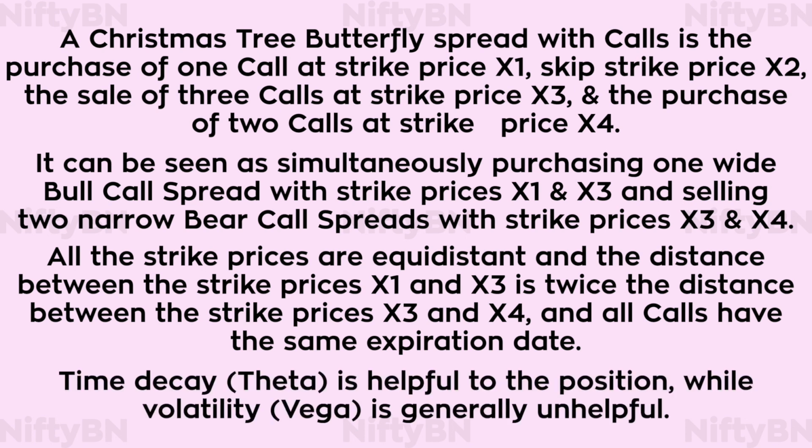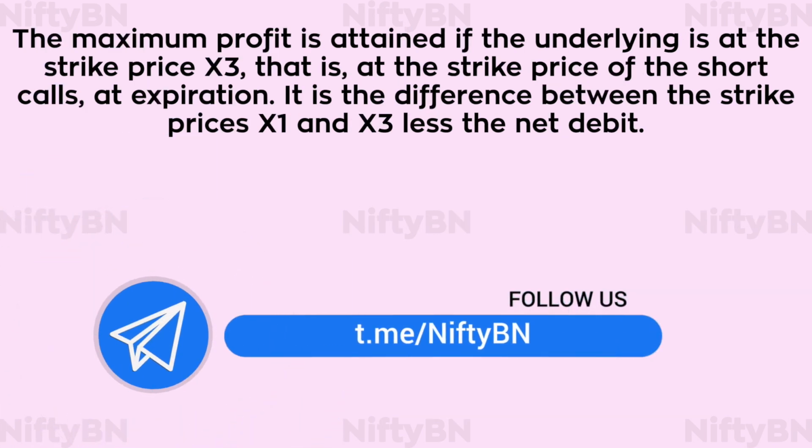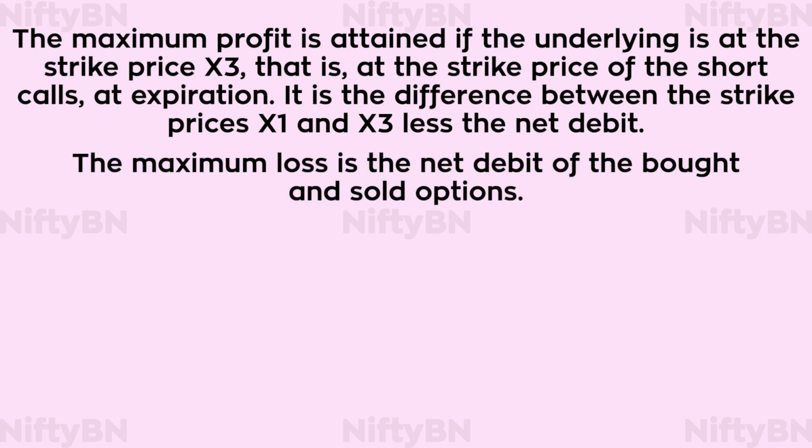Time decay is helpful to the position while volatility is generally unhelpful. The maximum profit is attained if the underlying is at the strike price x3, that is, at the strike price of the short calls, at expiration. It is the difference between the strike prices x1 and x3 less the net debit. The maximum loss is the net debit of the bought and sold options.